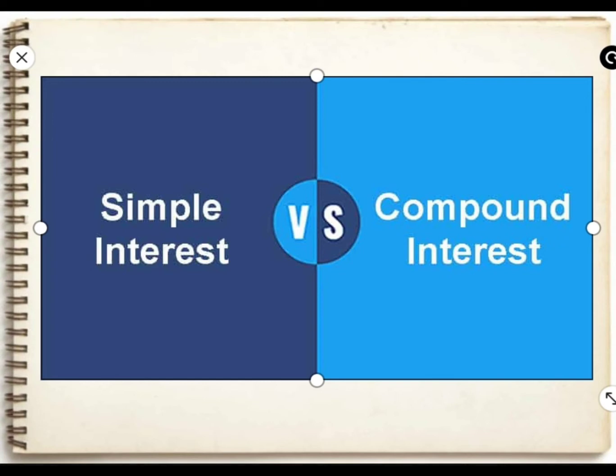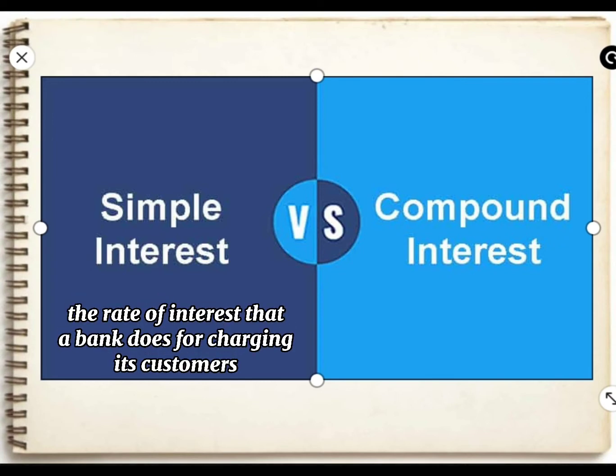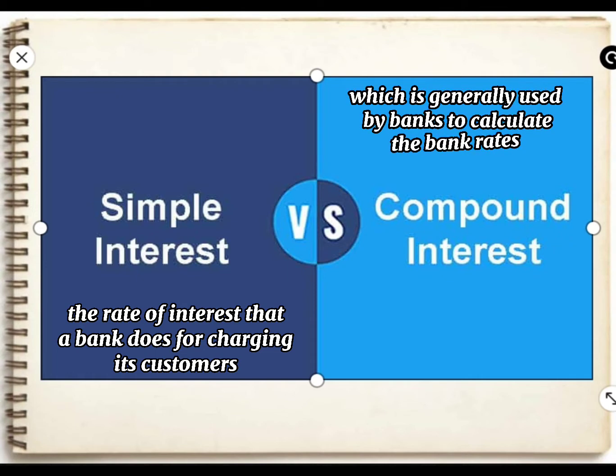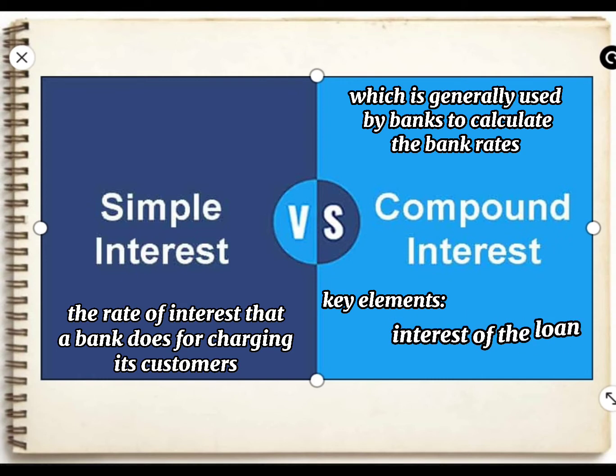Next is the simple interest rate, which is the rate of interest that a bank charges its customers. And lastly is the compound interest rate, which is generally used by banks to calculate bank rates. It is basically made up of two key elements, which are the interest of the loan and the principal amount.